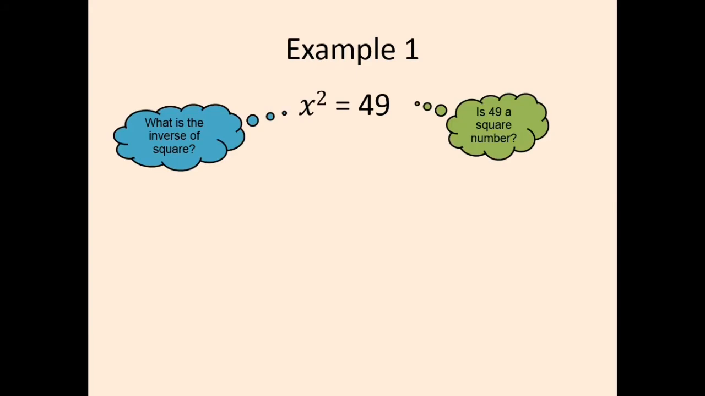So what is the inverse of squaring a number? What did we say? The inverse of squaring is square root. What about the number 49? You have to ask yourself, is 49 a square number? Of course it is. Okay. 7 squared gives me 49.